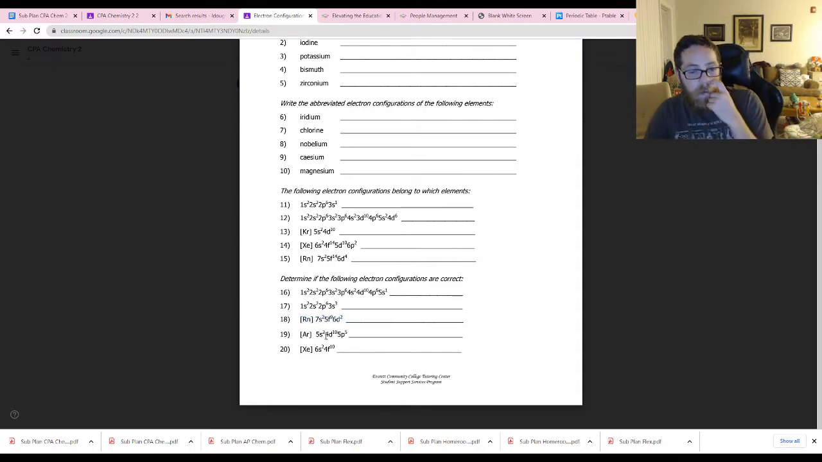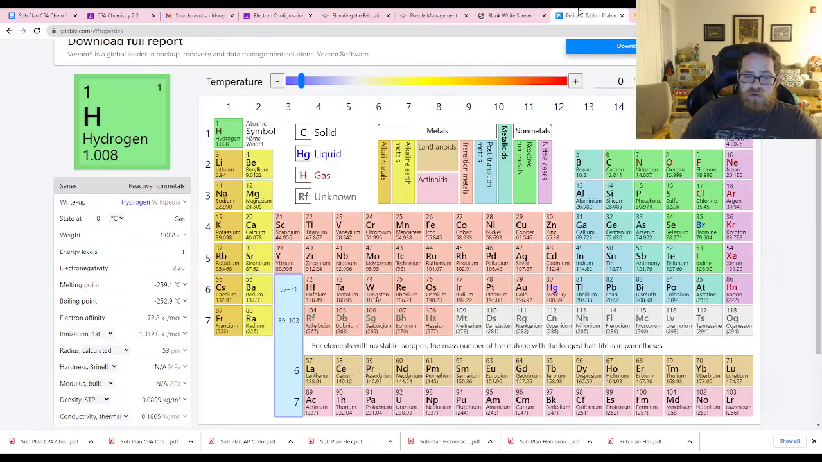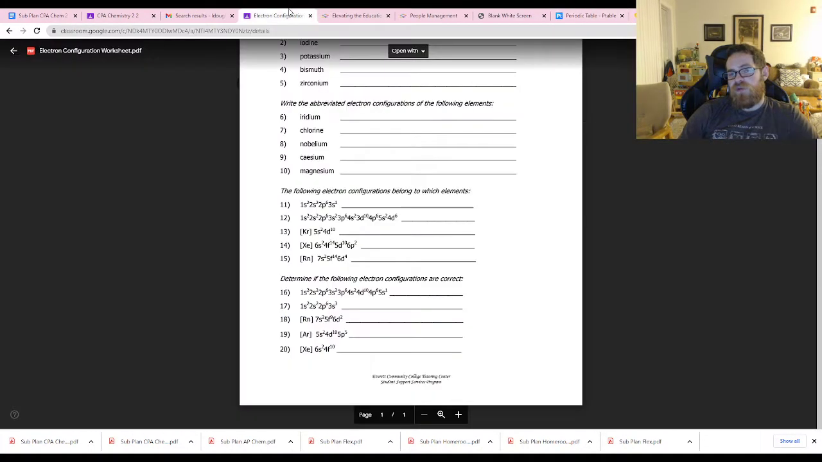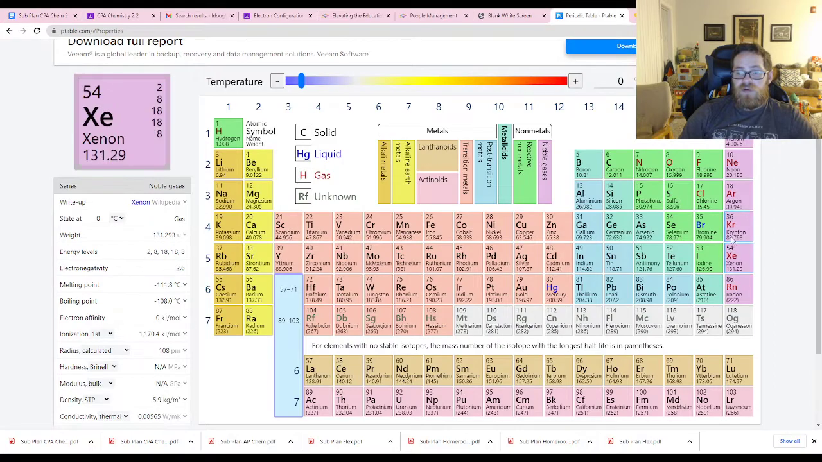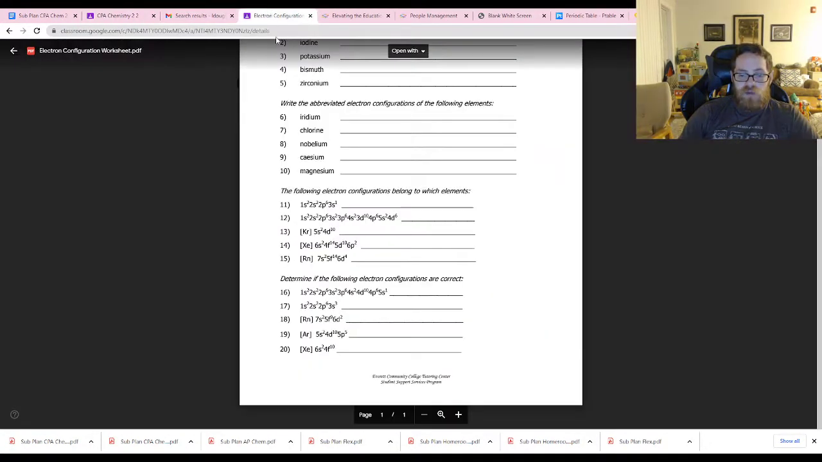Here, we have argon, 5s, 4d10, 5p5. Everything appears great at first, but then we notice that argon comes before row 4. So there shouldn't be any 5s here. They should be 4s, or argon should be traded for krypton. Here we go.